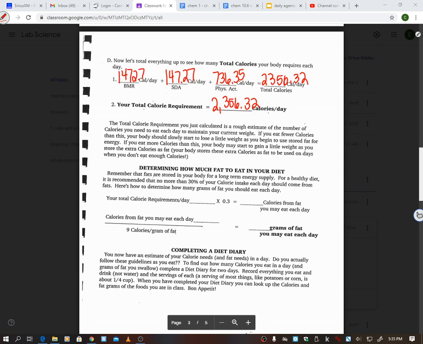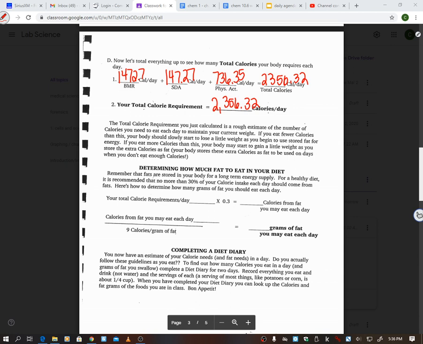All right, so the total calorie requirement you just calculated is a rough estimate of the number of calories you need to eat each day to maintain your current weight. If you eat fewer calories than this, your body should slowly start to lose a little weight as you begin to use stored fat for energy.